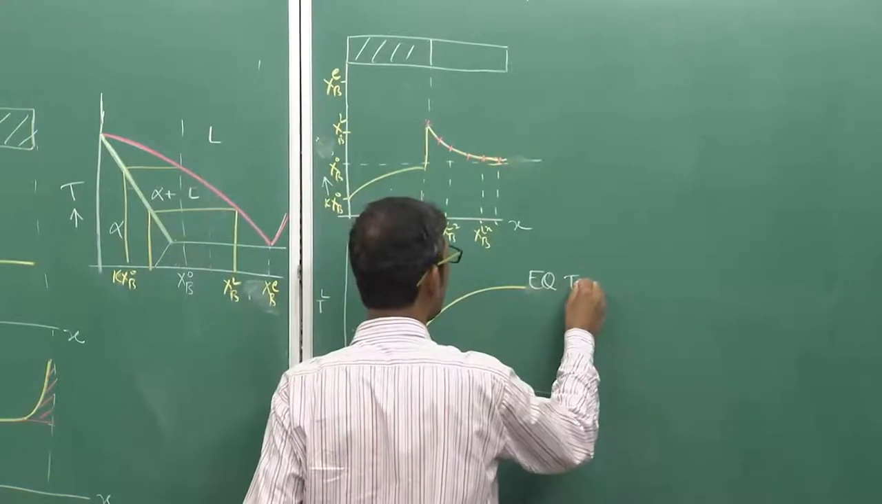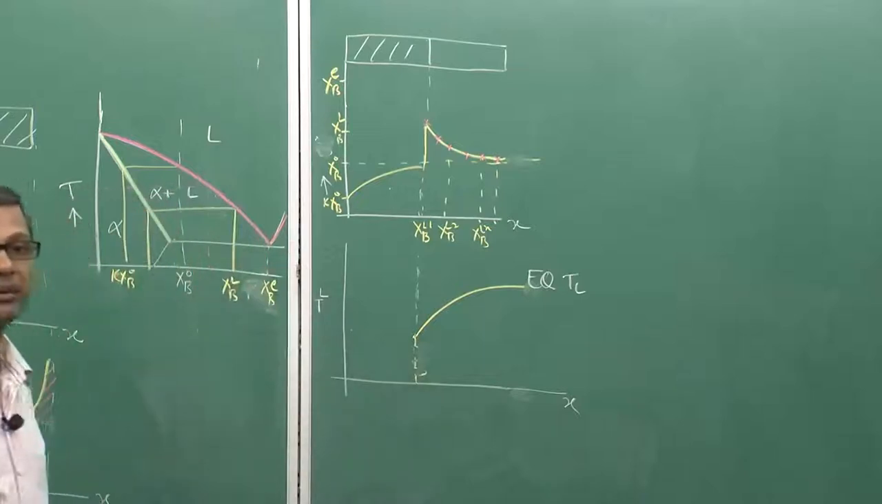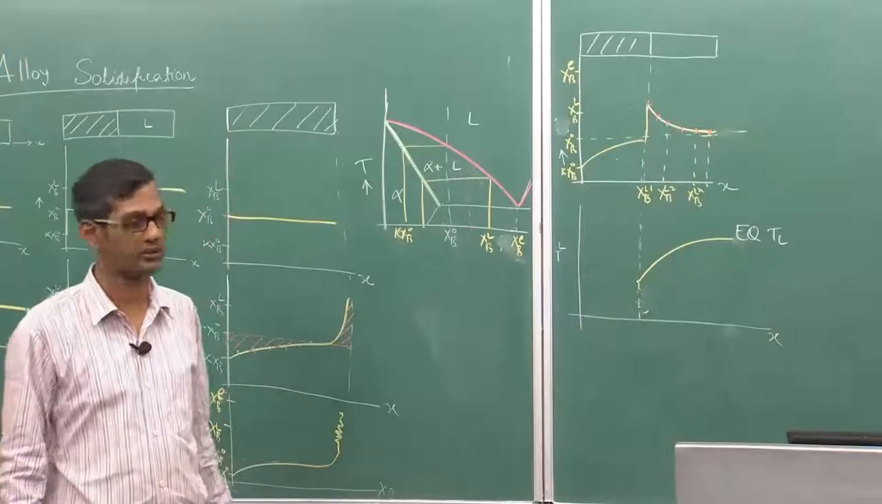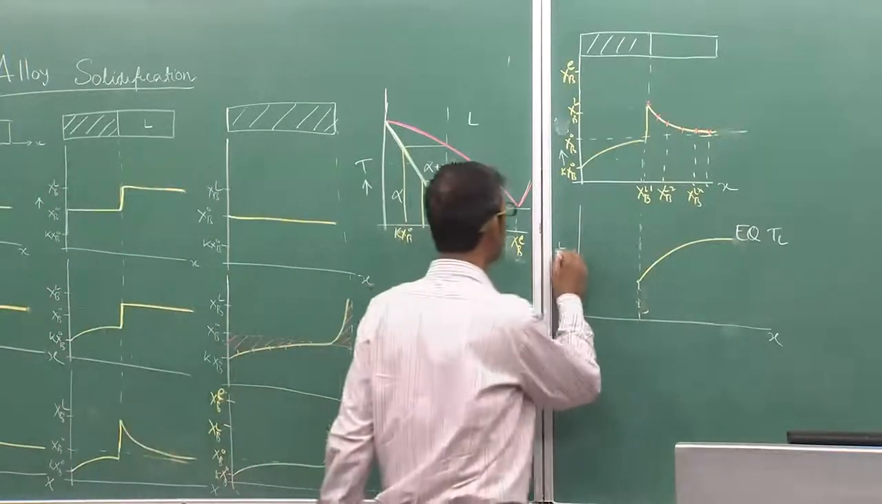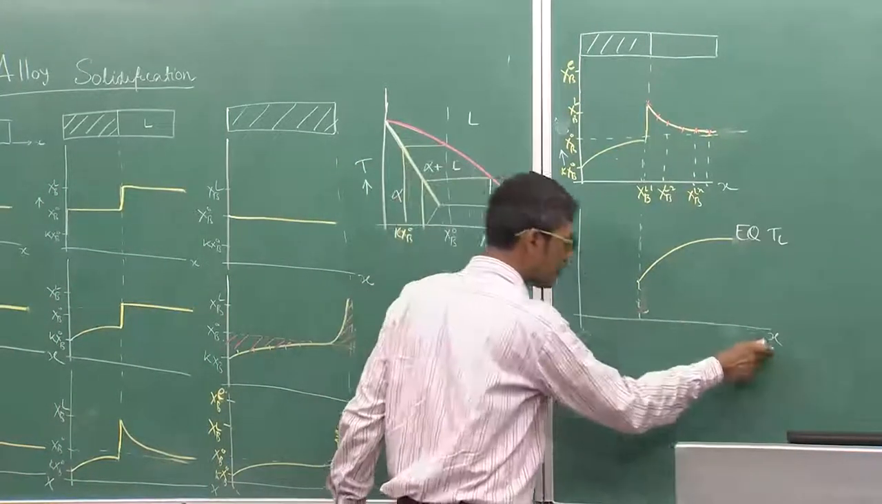Why is it the equilibrium liquidus? Because we are drawing it from the phase diagram, and the phase diagram tells you equilibrium information. The actual situation may be different. So this tells you, because this is a T_L versus distance plot.